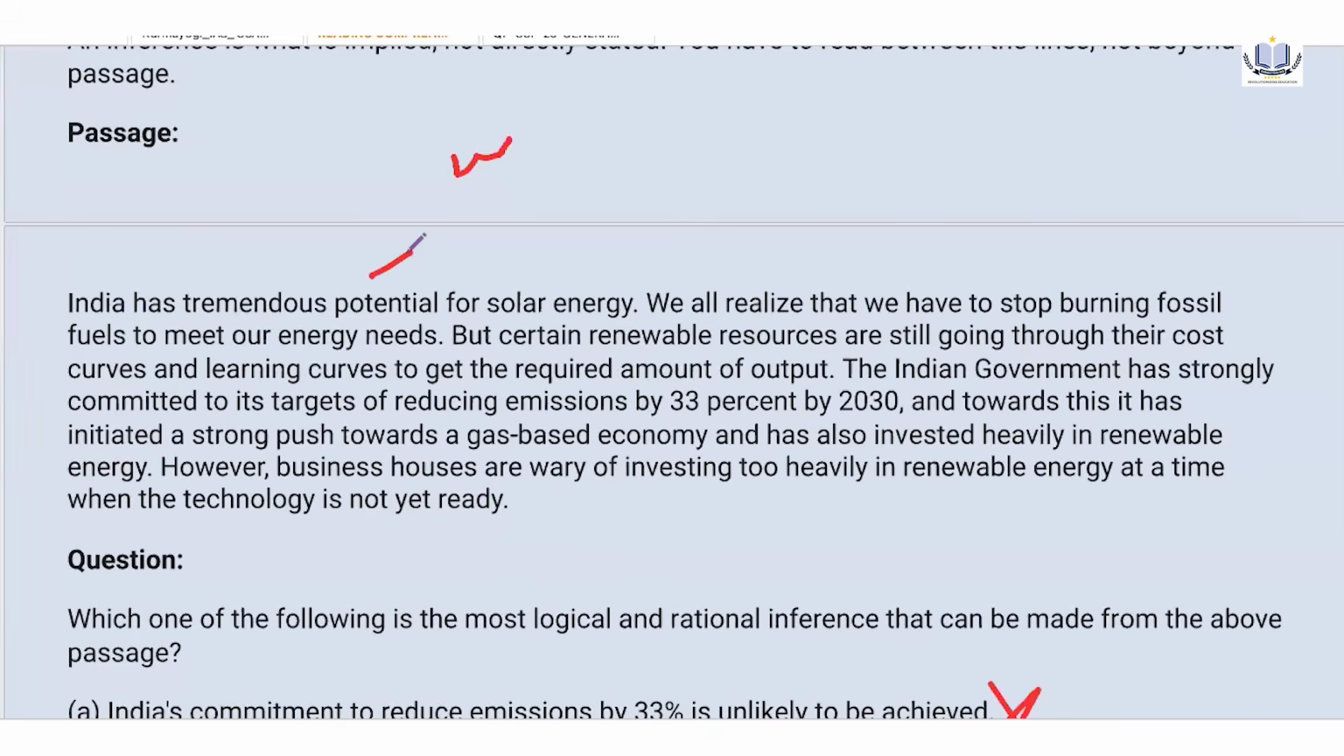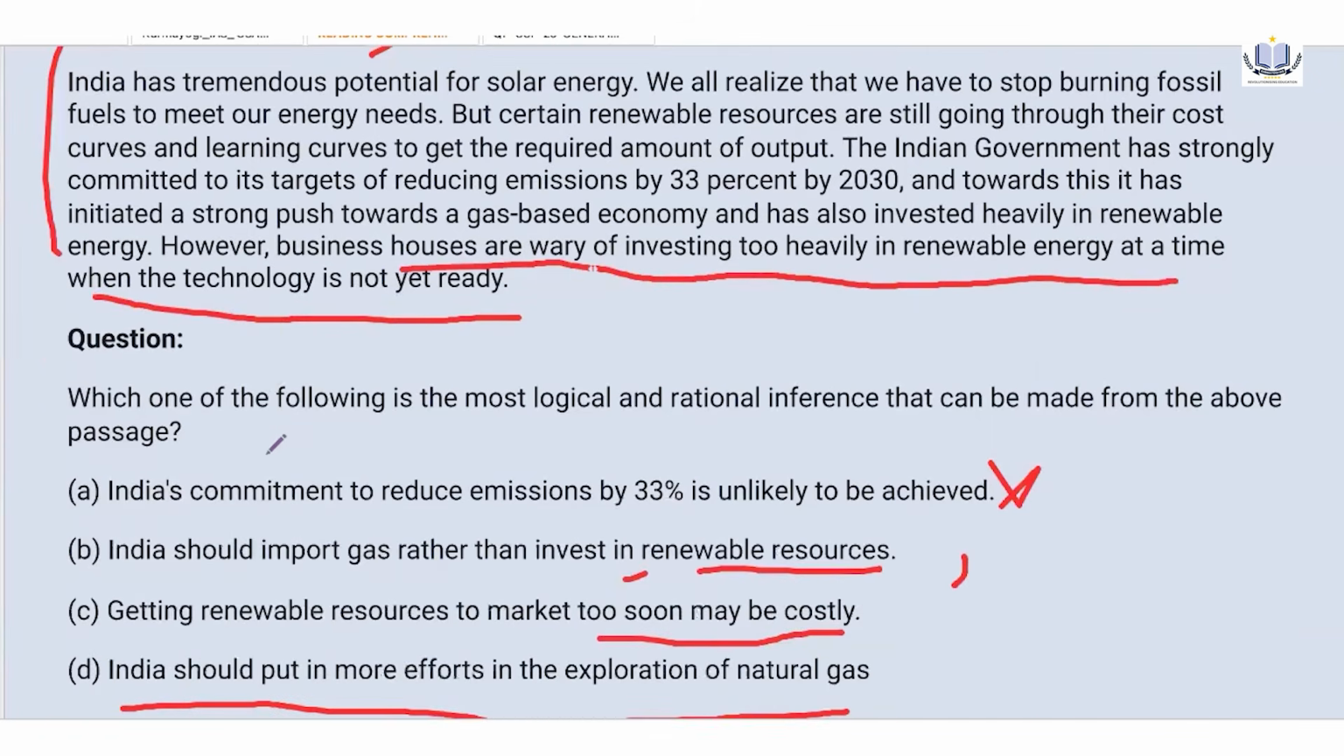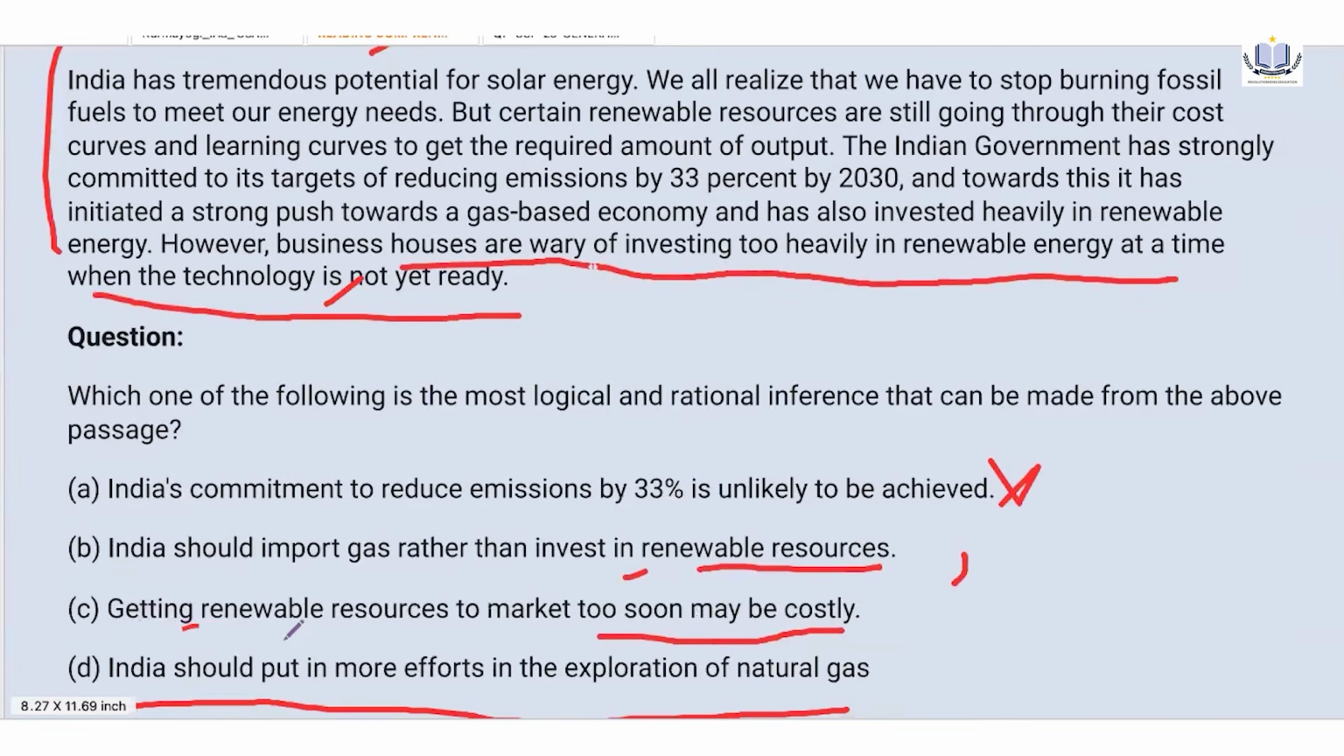India has tremendous potential for solar energy. We all realize that we have to stop burning fossil fuels to meet our energy needs. But certain renewable resources are still going through their cost curves and learning curves to get the required amount of output. The Indian government has strongly committed to its target of reducing emissions by 33% by 2030. And towards this, it has initiated a strong push towards a gas-based economy and has also invested heavily in renewable energy. However, business houses are wary of investing too heavily in renewable energy at a time when the technology is not yet ready. They are clearly talking about being wary because the technology is not ready. So getting renewable resources to market too soon may be costly.